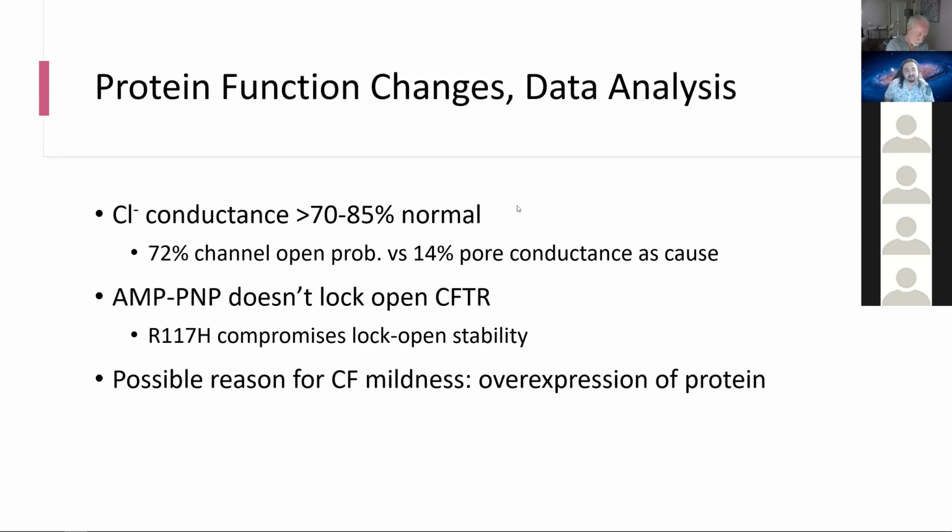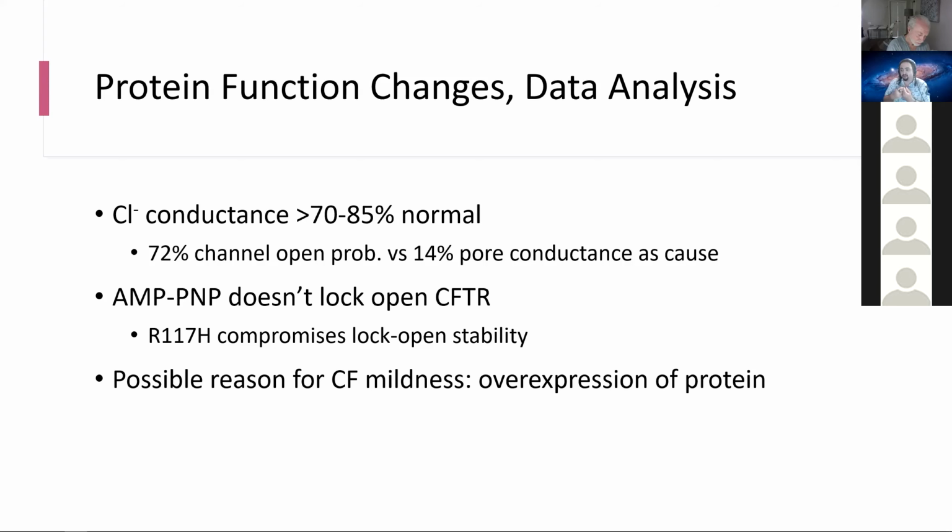So we found in our research that AMP-PNP, which is an ATP analog, meaning that it should act similarly to ATP, doesn't tend to lock open CFTR. So the authors of that study came to the conclusion that R117H tends to compromise the lock open stability of the protein. And they also put forward a possible reason for this mutation's mildness. It's that the cell overproduces the protein to make up for the loss of function.